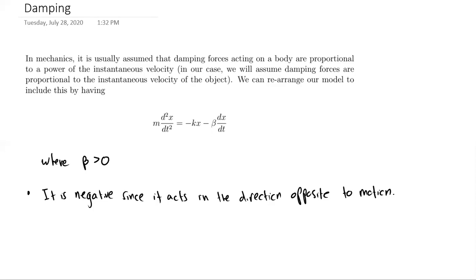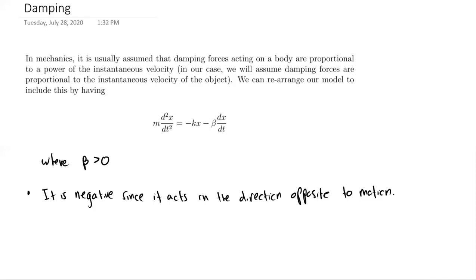So in mechanics, it is usually assumed that the damping forces acting on a body are proportional to a power of the instantaneous velocity. In particular, they're proportional to a power of the derivative. We don't know exactly what power it's proportional to, but for this class, we're going to assume that it's proportional to the first derivative, to the power of the first derivative. So again, in general, it could be a second power, a third power, so it could be the derivative squared, the derivative cubed. In this case, we're just going to assume that it's proportional to the derivative itself, right? So the first power. Right?